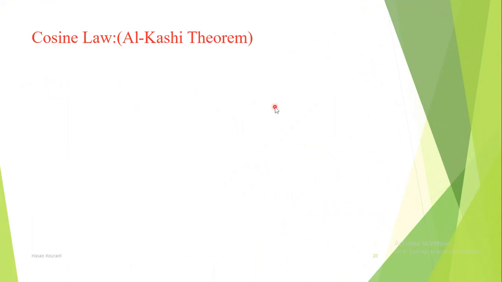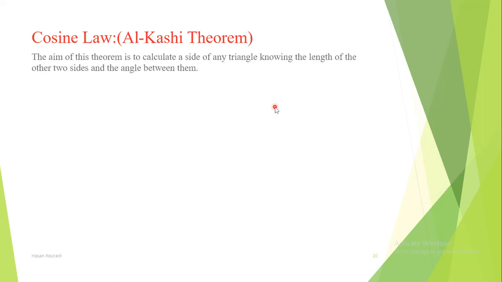Cosine law, or Al-Kashi theorem. This is a very important theorem in geometry and trigonometry. The aim of this theorem is to calculate a side of any triangle, knowing the length of the other two sides and the angle between them. How? Let's see. This is a triangle ABC.